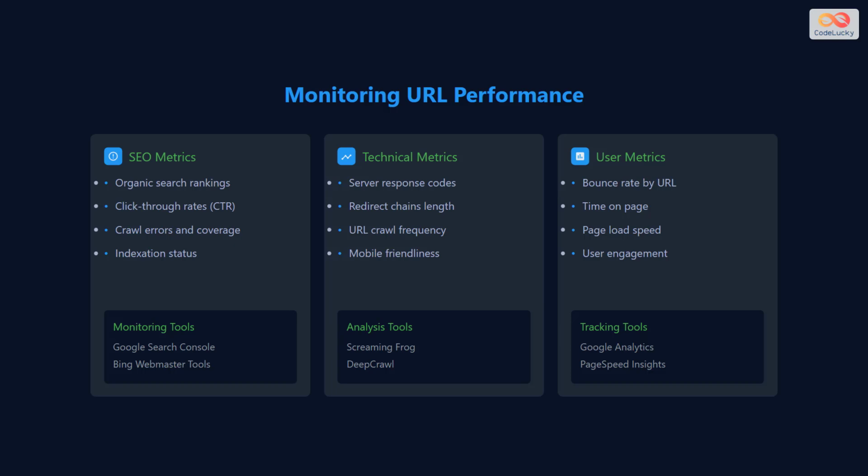overall user engagement. To monitor SEO metrics, you can use tools like Google Search Console and Bing Webmaster Tools. For technical metrics, tools such as Screaming Frog and DeepCrawl can be useful. And to monitor user metrics, you can make use of Google Analytics and PageSpeed Insights.